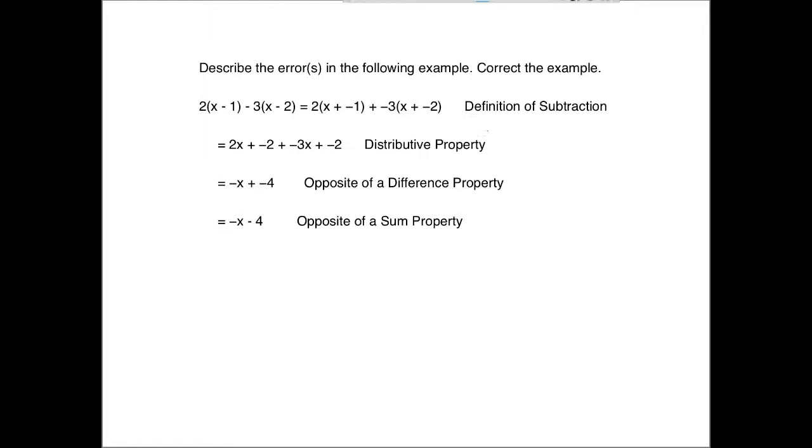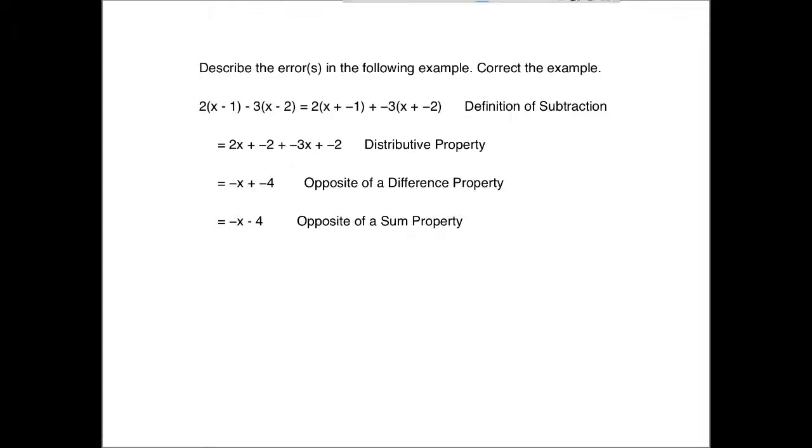Now I'm going to carry on with this. I'd like for you to pause the video before I proceed and see if you can figure out where the error occurred in here and then how it would turn out correctly. I'll wait right here. Okay, welcome back. What'd you come up with? Did you find the error in this line, distributive property line, the opposite of a difference property, or the opposite of a sum property line? Let's take a look here.